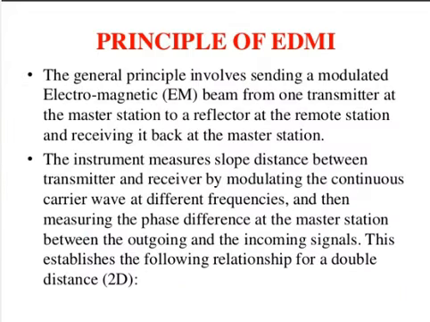So EDM, electromagnetic measurement, uses the principle of the modulated electromagnetic beam. The instrument is called a transmitter, and there is no separate receiver. Now we keep a reflector there, let us say we put a mirror there. So this modulated electromagnetic wave passes from the instrument, hits the reflector, and comes back to the transmitter. The transmitter itself is built in as a receiver also, right?